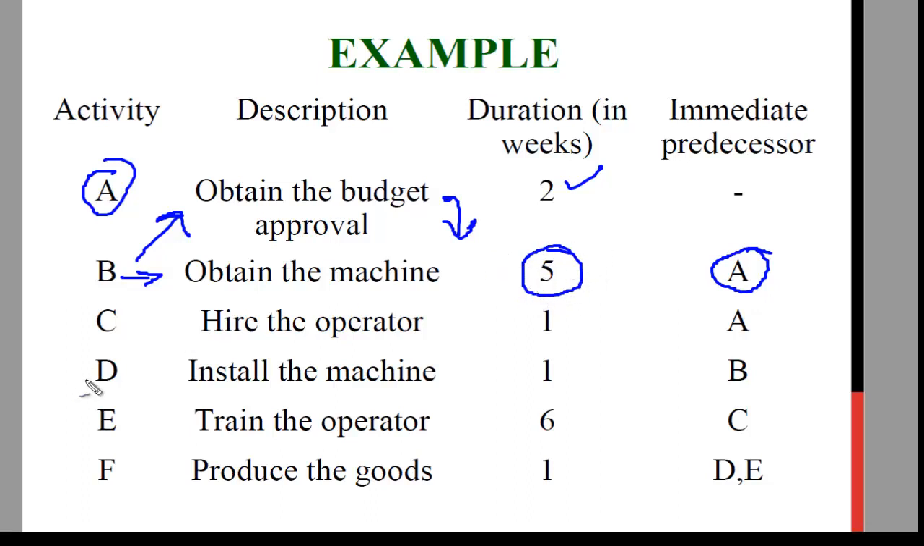Okay, so then there is an activity C, hire the operator. Then you want to run that machine, you have to hire that operator. Again, अगर आपको बजट नहीं है तो उस ऑपरेटर को सैलरी कौन देगा, तो बजट के हिसाब से ही वो चलेगा. इसलिए this also depends on the A.